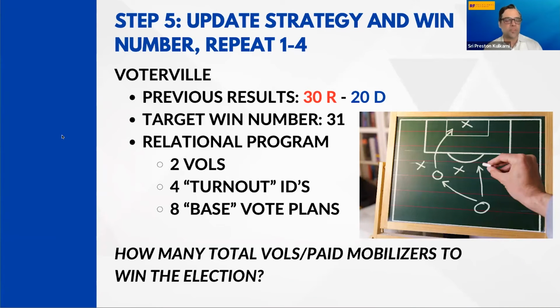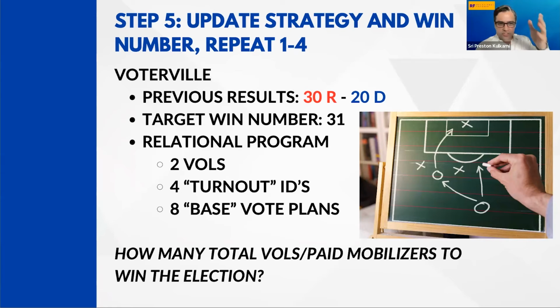Now, hopefully this isn't too complicated math, but I'm just going to ask everybody here, put your answer, whoever wants to put in first. If I was able to get 12 votes, 8 base voters and 4 turnout voters from those 2 volunteers, how many total volunteers, or if you want to pay people to volunteer for you, paid community mobilizers doing relational, how many total volunteers would we need in order to win this election where our target win number was 31? Sam says 3 total volunteers. Does everybody agree with Sam? All right, Luis says 4. Sorry, I didn't mean to make this into a math problem.